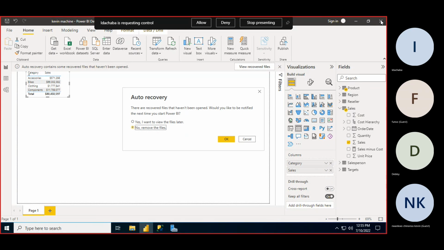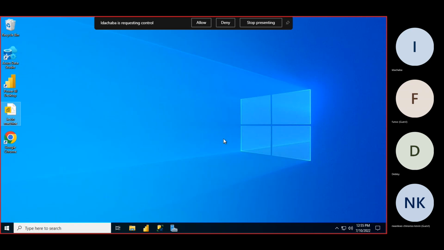If you don't close it, I won't be able to work on your Power BI here because I'm inside your machine. It's asking me about recovery. Yes, I want to view this file later. Should I click on that or remove the files? You can click on yes, it's not a problem. How come this one is now responding? Okay, I've closed it. It's good that you have closed it. There's no time. Have you closed it? I've closed it, sir. Okay, good.